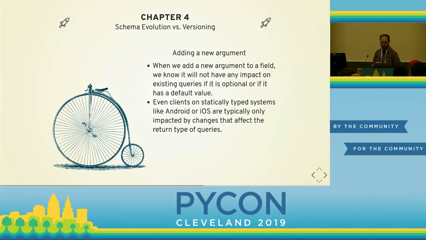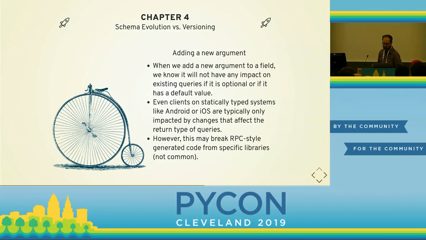Even on clients for GraphQL with statically typed systems like Android or iOS, they're typically only impacted by changes that affect the return type of queries, because that's really what they're typing in the API itself. It may break RPC-style generated code from specific libraries, but that's not common with GraphQL. It's more common with gRPC and things like that.